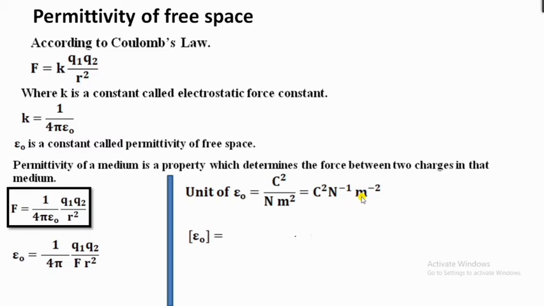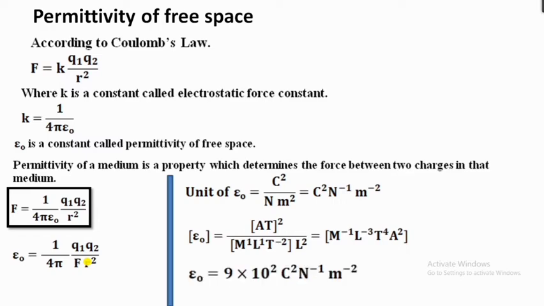Now let's find the dimension. So to find the dimension, I have to write the dimension of charge, that is A square T square, and down there is force, so M1 L1 T minus 2, and this is distance L square. So if you solve, you will get M minus 1 L minus 3 T4 A2, and the value of permittivity of free space. So for free space, the value of epsilon is this much.